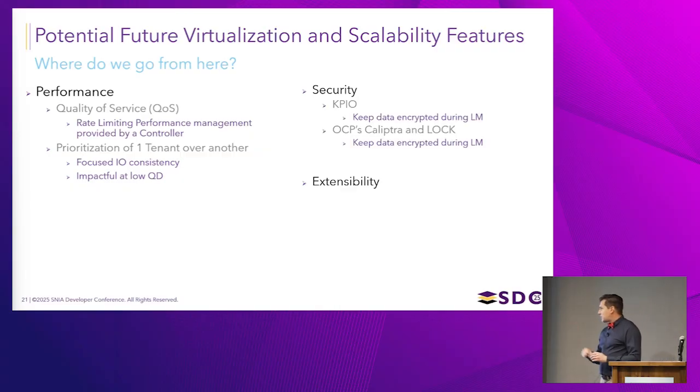From a security perspective, there's Keeper I/O. To the earlier question, when we're migrating data through the VMM, there's a potential where the data is migrated and it's unencrypted. And this is an exposure, right? So Keeper I/O has the possibility of keeping the data encrypted during that live migration. I'm not deeply ingrained with Caliptra and LOCK, but I believe there's a similar possibility that that might be closing that hole as well. But that's something that I think we need to just see out of them.